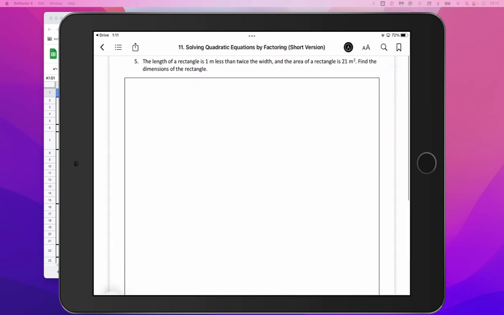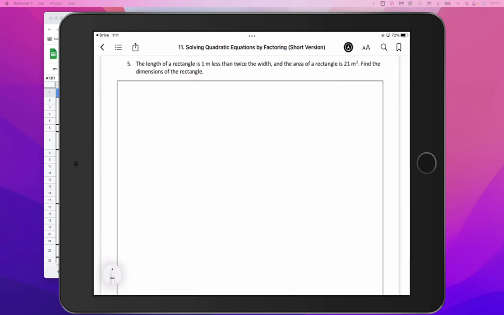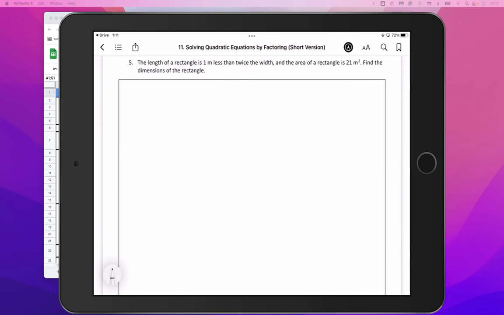And so for number 5, I've always found these to be kind of fun, but a little bit challenging at the same time. So the length of a rectangle is 1 meter less than twice its width. So we can say that the length is 1 less, so subtract 1 from twice the width. So length is 2 times the width minus 1. And the area of the rectangle is 21 meters squared.